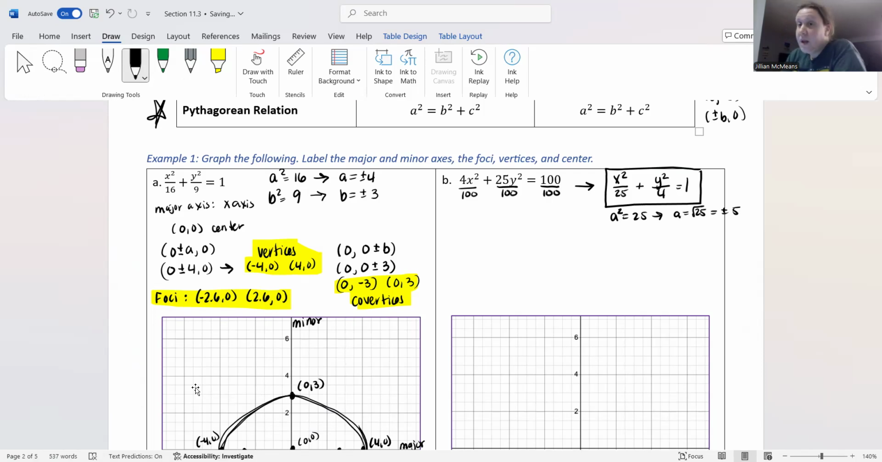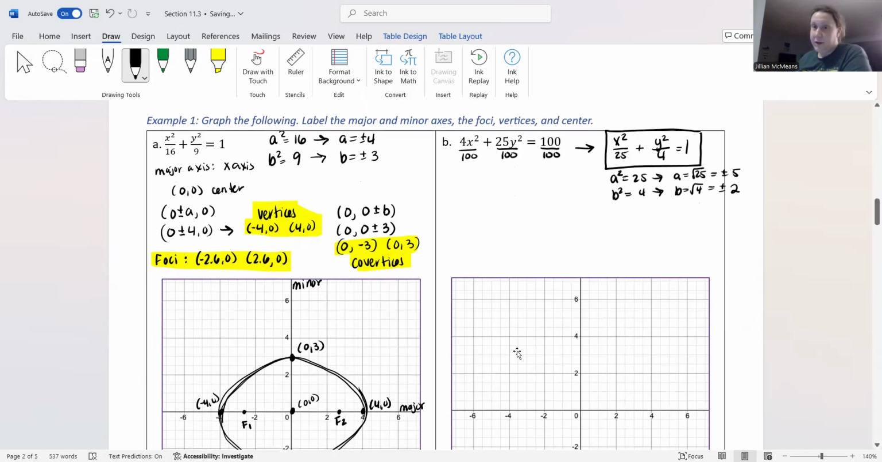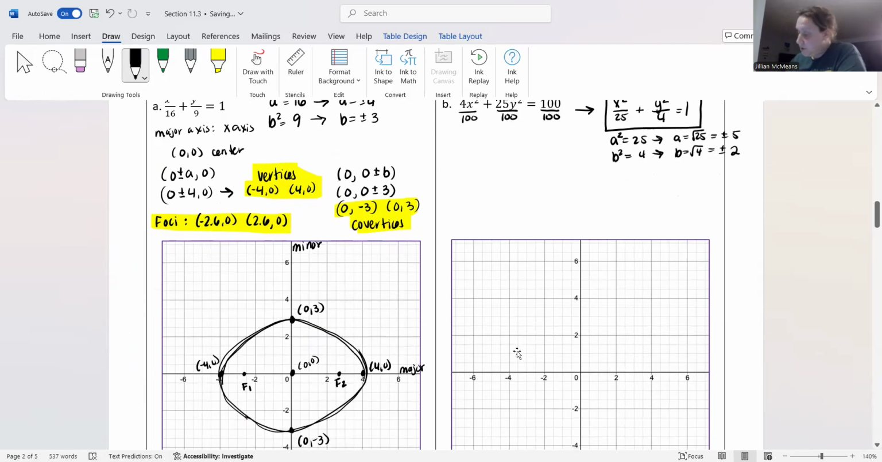Now, b is going to be the smaller of these two values. So b squared is the smaller denominator. b squared is 4, which tells me that b is the square root of 4, so it's plus or minus 2. Really all we have to do is, from the origin, go left and right 5, up and down 2. Our center is the origin, and we can pretty well sketch.